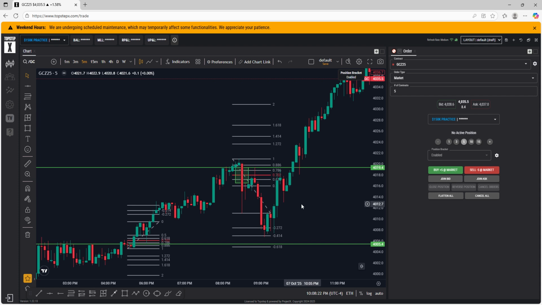Again, just briefly, fair value gaps are gaps created by the market that price likes to come back and fill. Our engulfing candles are two candlestick patterns, right? Where that second candle will fully engulf that previous candle or fully cover that previous candle, the body and the wick, right? Not just the body, right? The body and the wick, right?